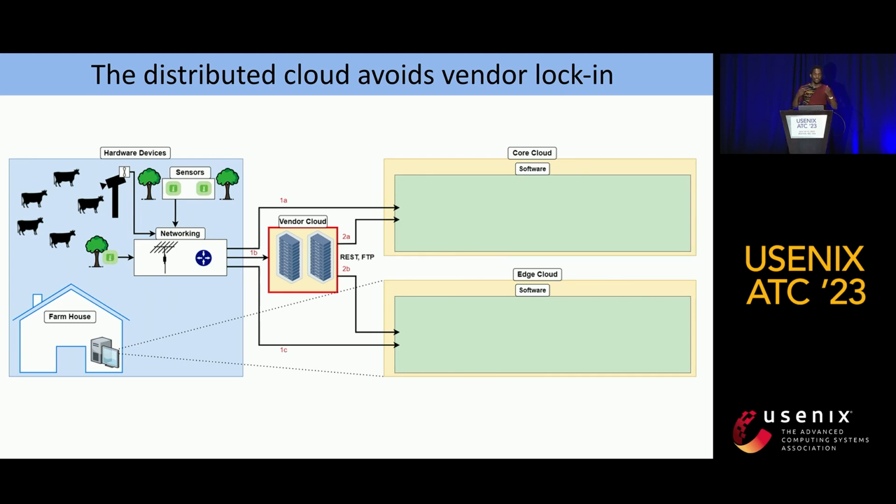So then we want to achieve vendor neutrality. What do I mean by that? That is, we reframe the placement problem as a distributed cloud. That is a cloud consisting of the original farm or edge cloud, the public or core cloud, and then the sensor vendor clouds. We can't place workloads in the vendor cloud, but we can only get data from it.